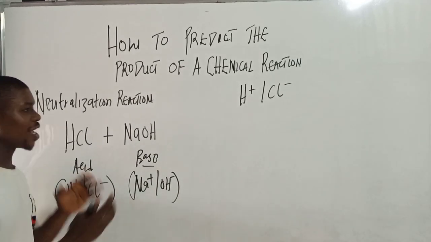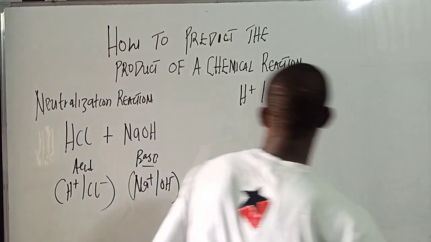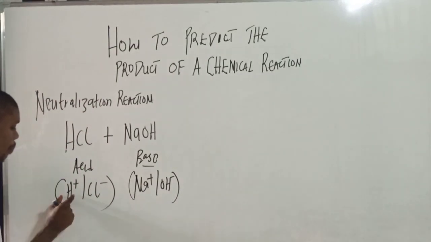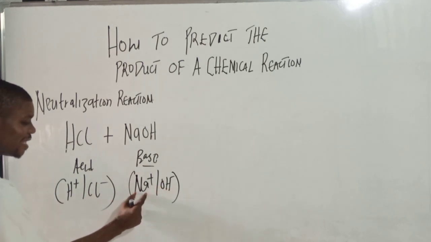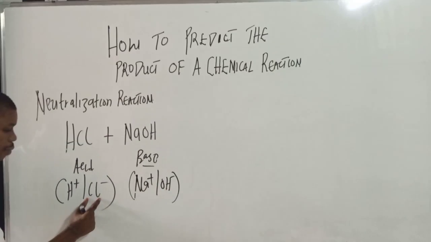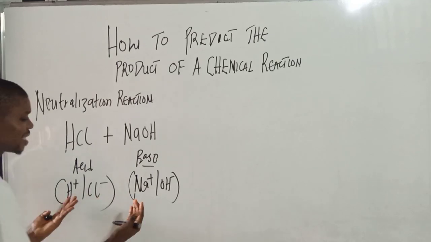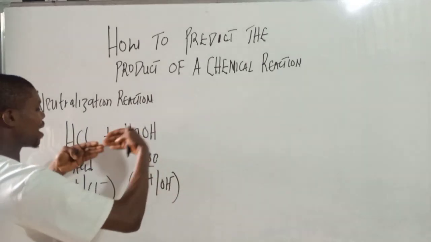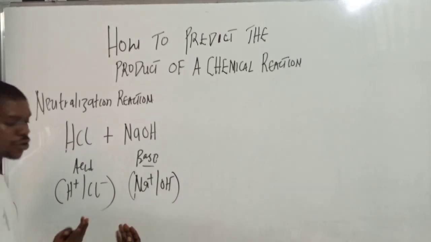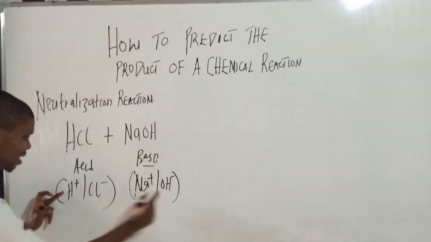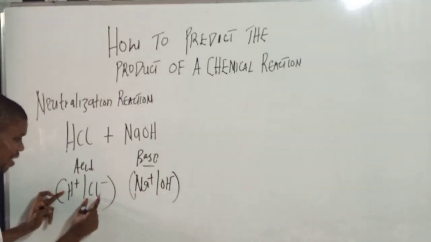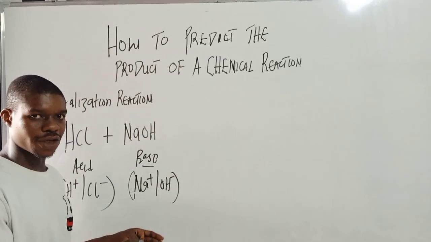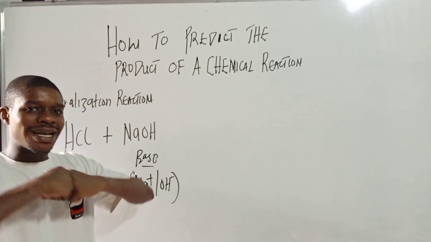Now if you want to combine them, this is what you do. Positive will always attract negative. So you interchange the ions. If they react together, you are interchanging the ions. This positive will attract this negative, and this positive will attract this negative. Negative and negative cannot attract, and positive and positive can never attract. Negative and positive attract.